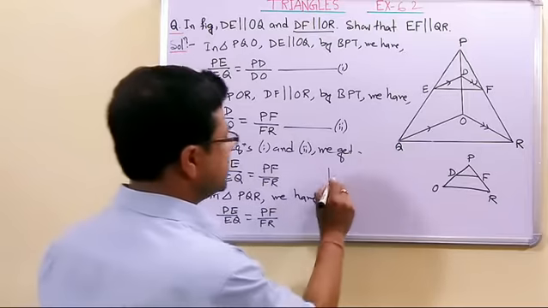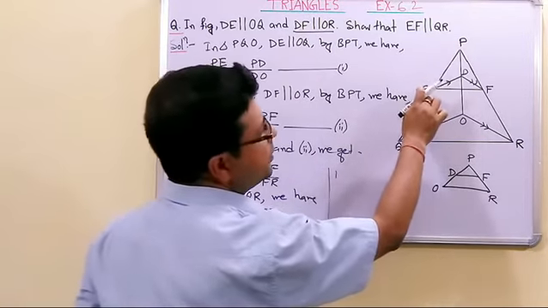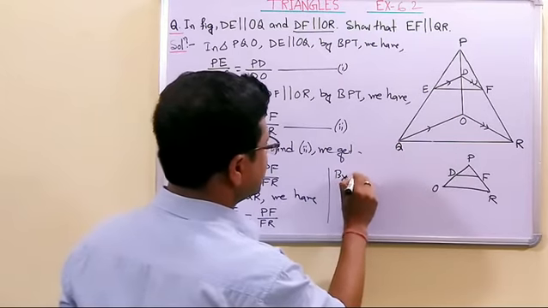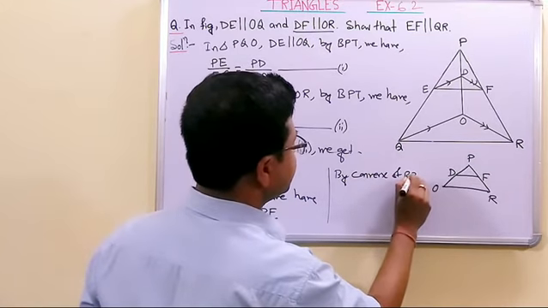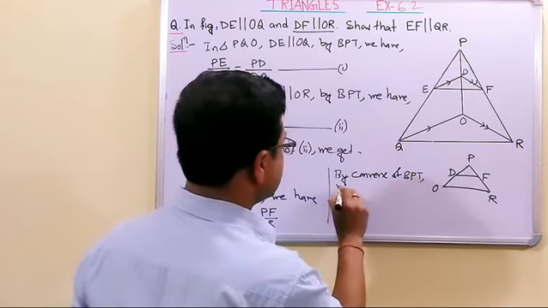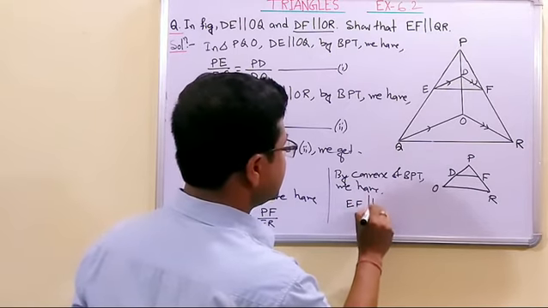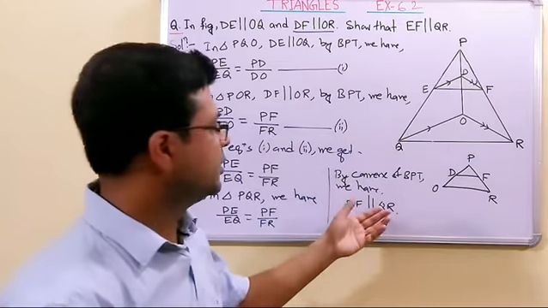So as they are equal, by converse of BPT, we can write that these two are parallel. So by converse of BPT, we have EF is parallel to QR. Have you understood, student? Now let us take one more.